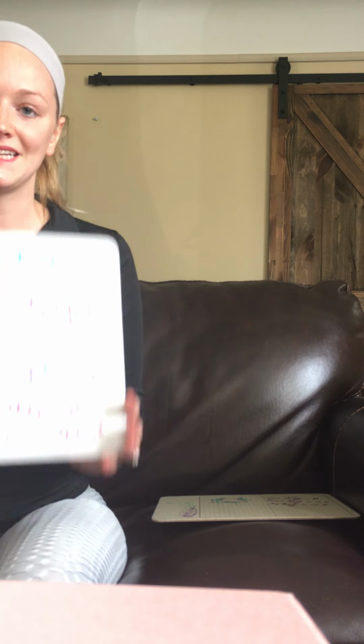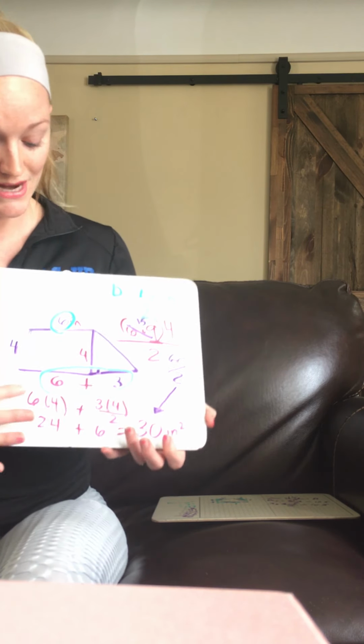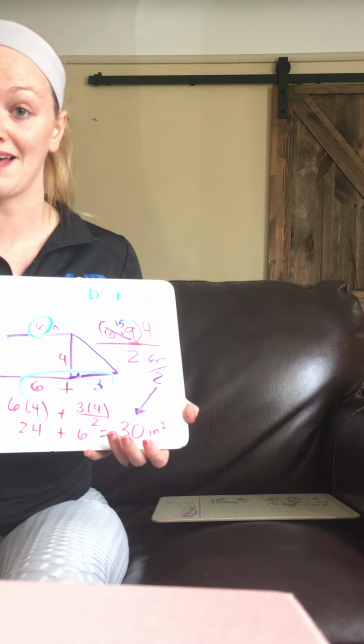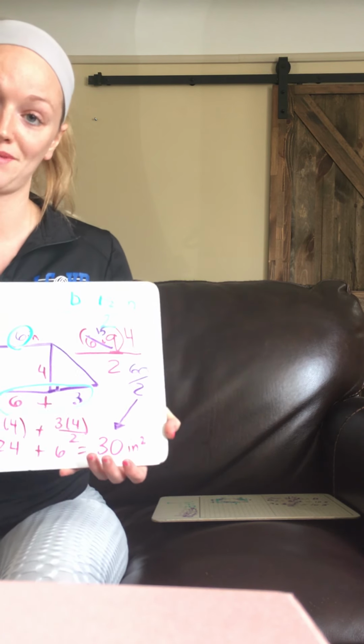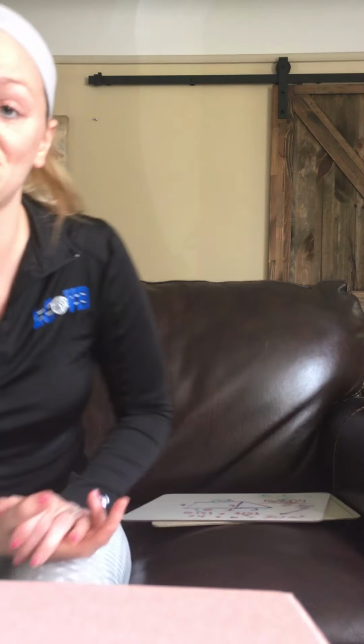All right, so that's what I have on doing multiple areas. You're either going to add or subtract or look for a bigger shape in there. Stay tuned for the circle one.